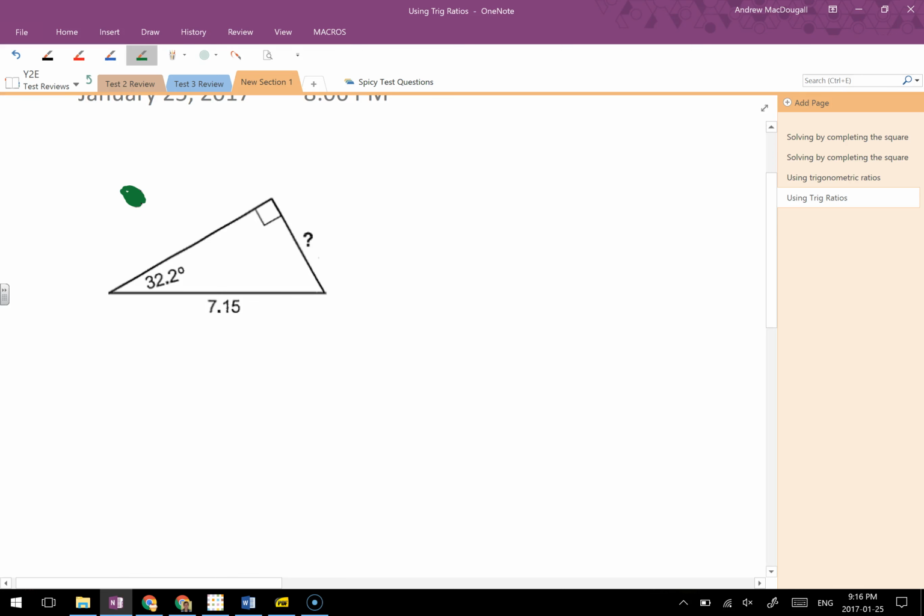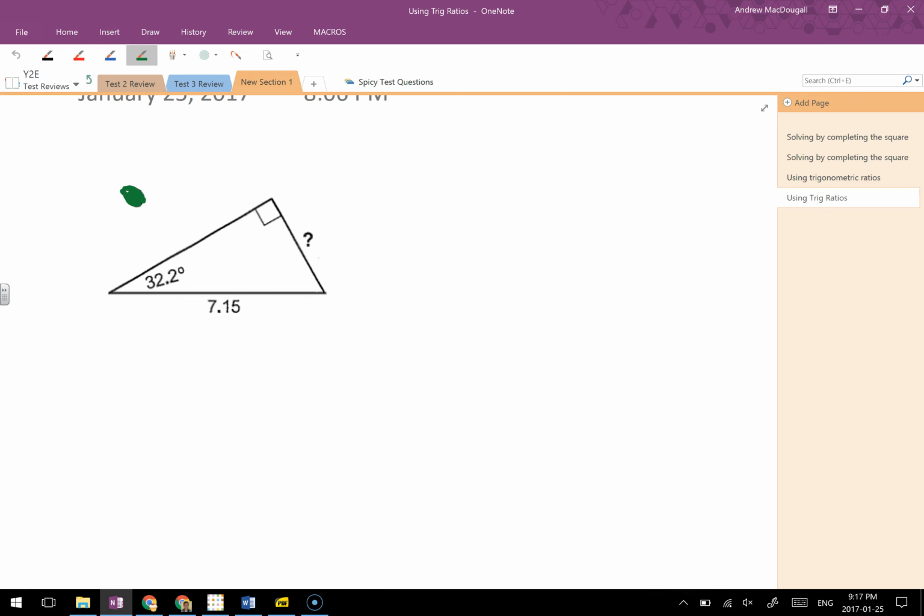Hey guys, today we are going to review using trigonometric ratios to solve for sides and angles of right triangles. Remember, of course, this only works for right-angled triangles. So there are two cases. Case one, where you're trying to find an unknown side. Case two, where you're trying to find an unknown angle. We're going to do one example of each.